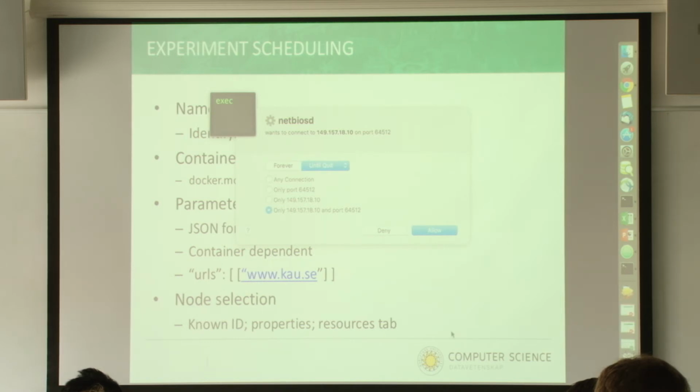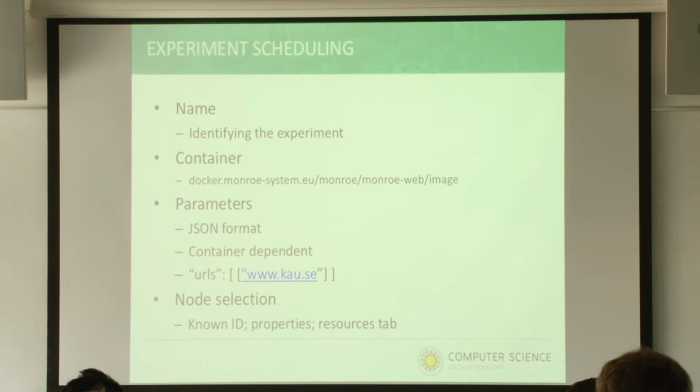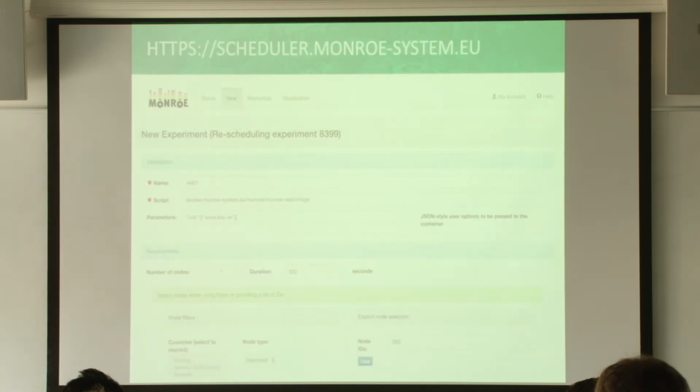Okay, so in the slides I have a screenshot. So this site is, you see the URL, scheduler.monroe-system.eu. To access this site you need a certificate, so you cannot go there at the moment, but Özgü will distribute the SSL client certificates so you can access this site shortly.